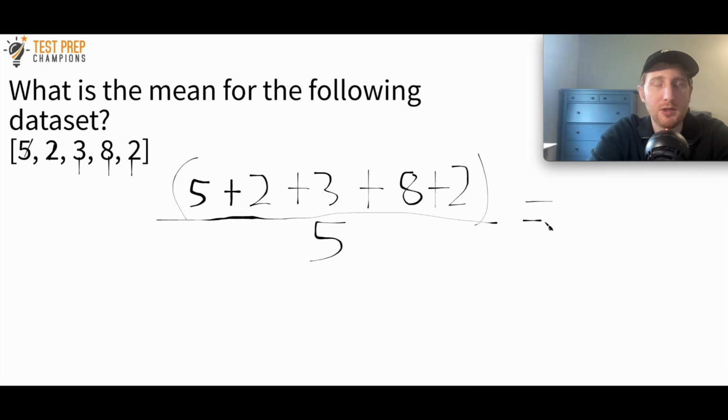So again, the way to get the mean is to add up all of the numbers in your data set and then divide by the total number of numbers. Okay, so let's add these up here. 5 plus 2 is 7, plus 3 is 10, plus 8 is 18, plus 2 is 20, and of course you can use a calculator to do that too. So we'd have 20 divided by 5, which is 4. So the answer here is 4.